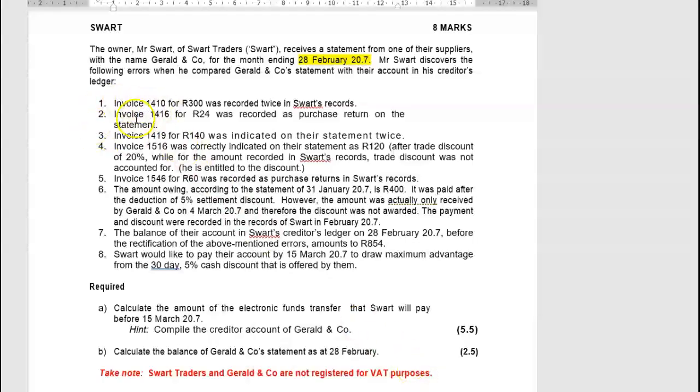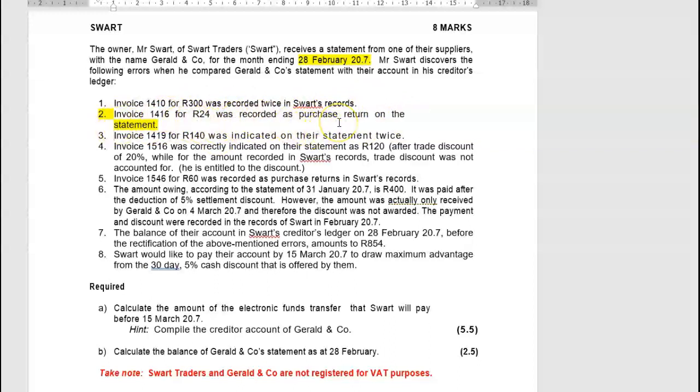The second point here, invoice 1416 for 24 Rand was recorded as purchases returns on the statement. So our records were correct. So what happened on the statement? On the statement, instead of passing an invoice that would have increased the statement balance, they've passed a credit note that has decreased the statement balance.